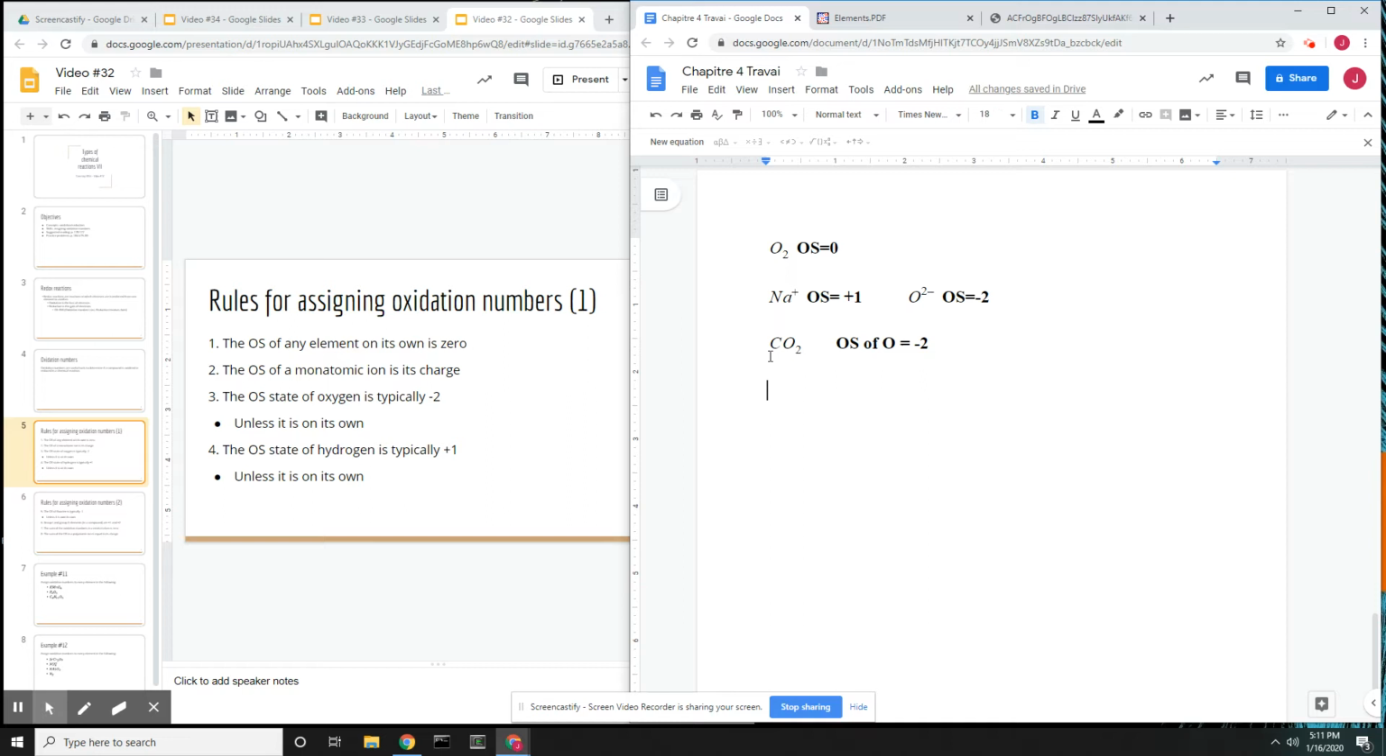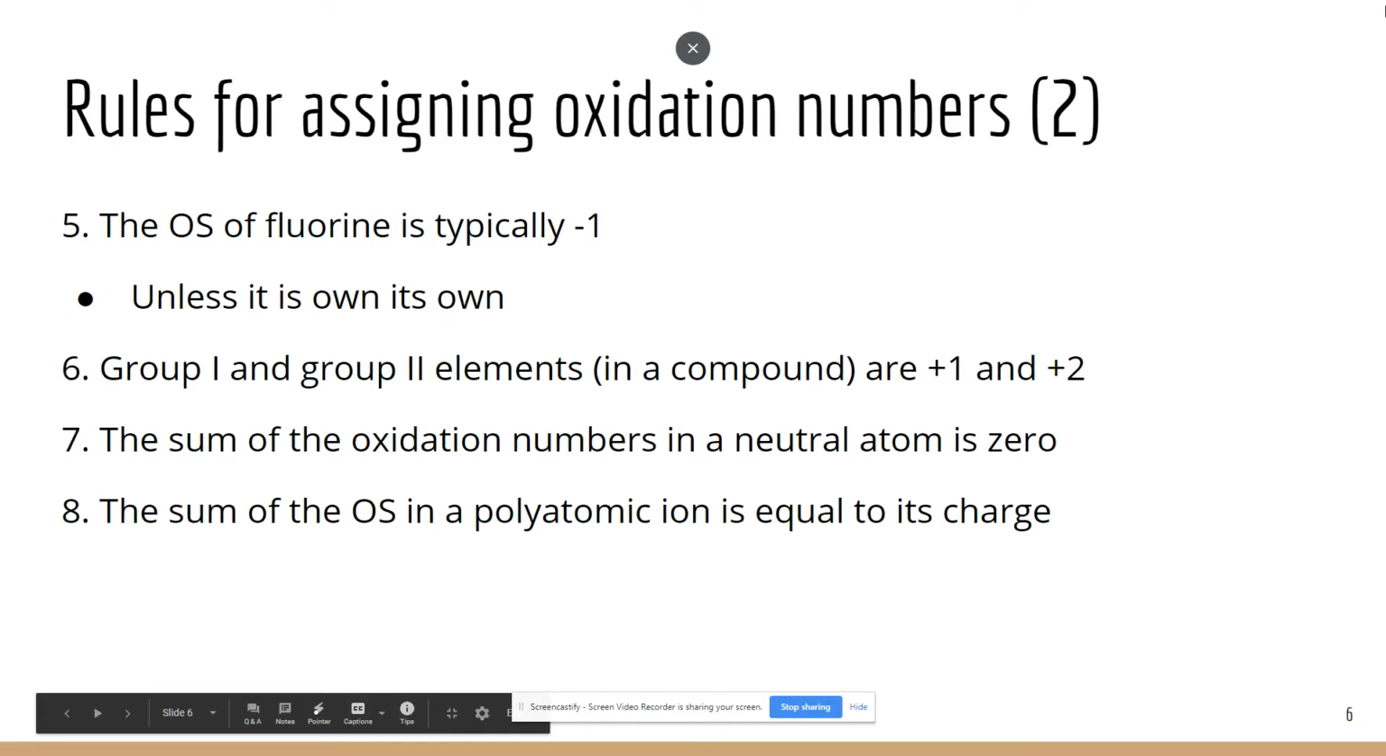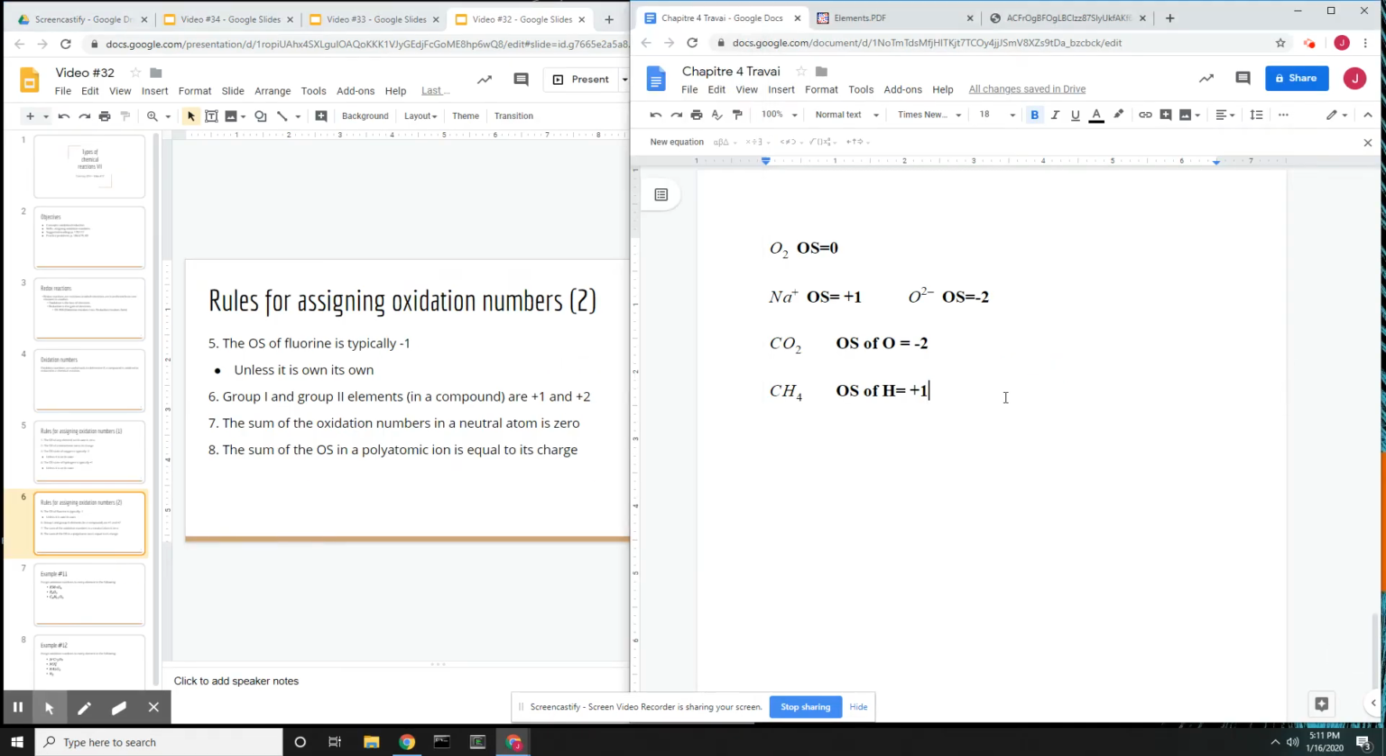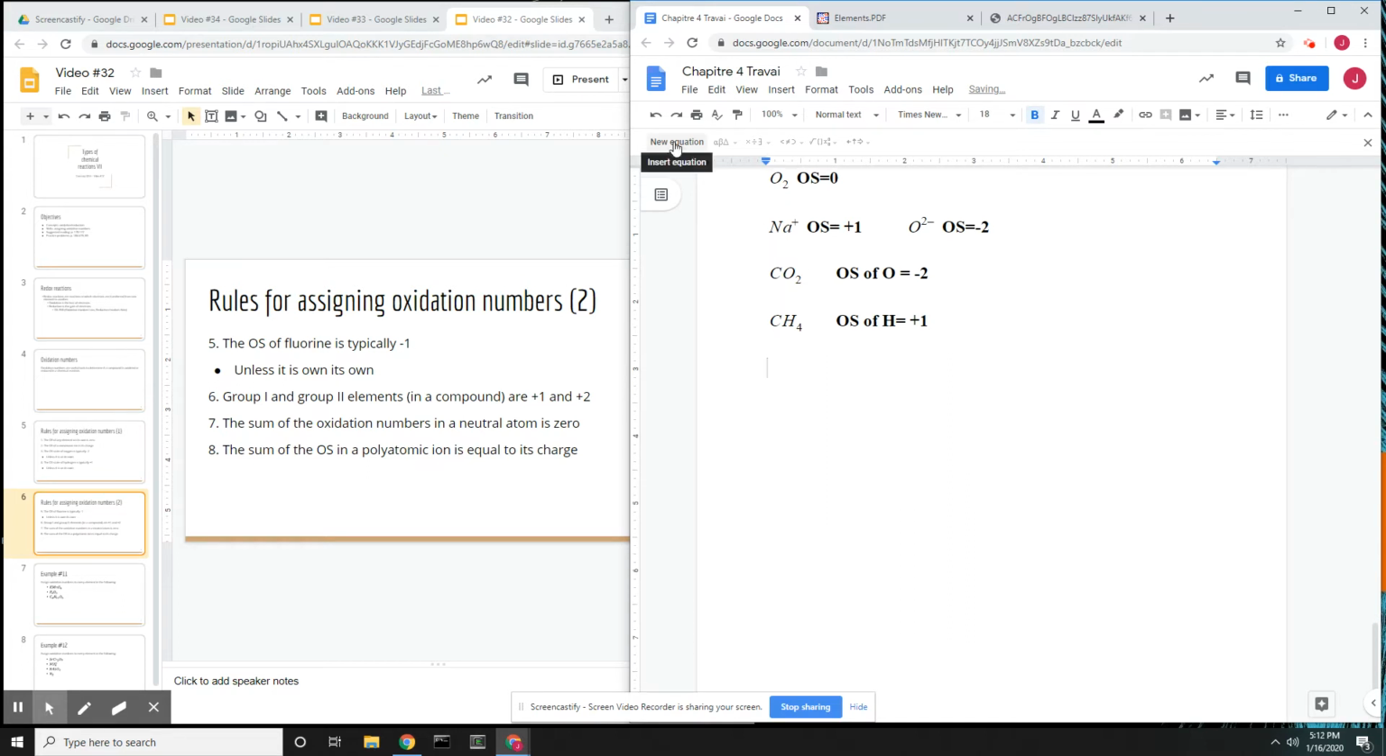Hydrogen is another one that doesn't have to be ionic. The oxidation state of hydrogen is typically going to be +1. For example, in CH4, even though this is totally covalent, the oxidation state of hydrogen is +1. Pause here. If I have fluorine, whether covalent or ionic, so if I have IF, the oxidation state of fluorine is going to be -1.